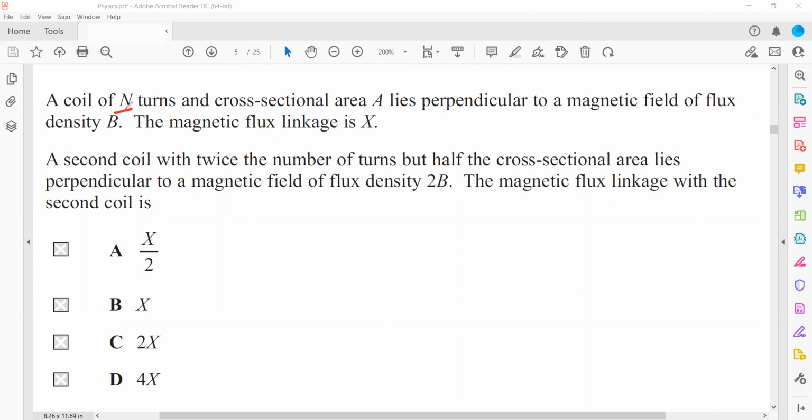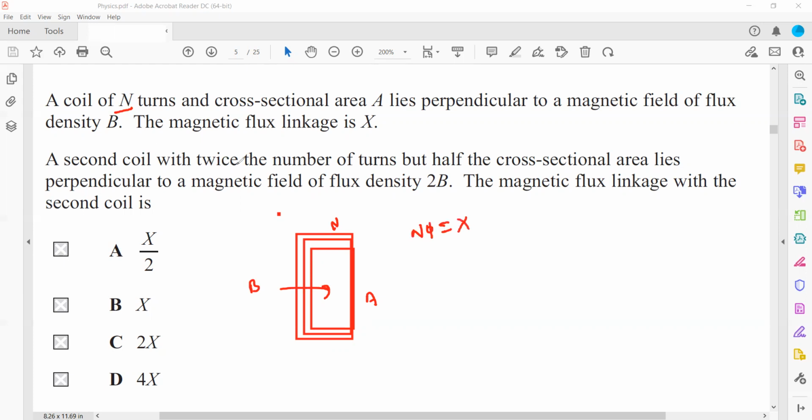A coil of n turns, having a cross-sectional area A, lies perpendicular to the magnetic field, so it is perpendicular with the magnetic flux linkage X. So there is a coil having a cross-sectional area of A, and there are n turns, like the wire turns n times. The strength of the magnetic field is B, and the magnetic flux linkage, n phi, is given by X.